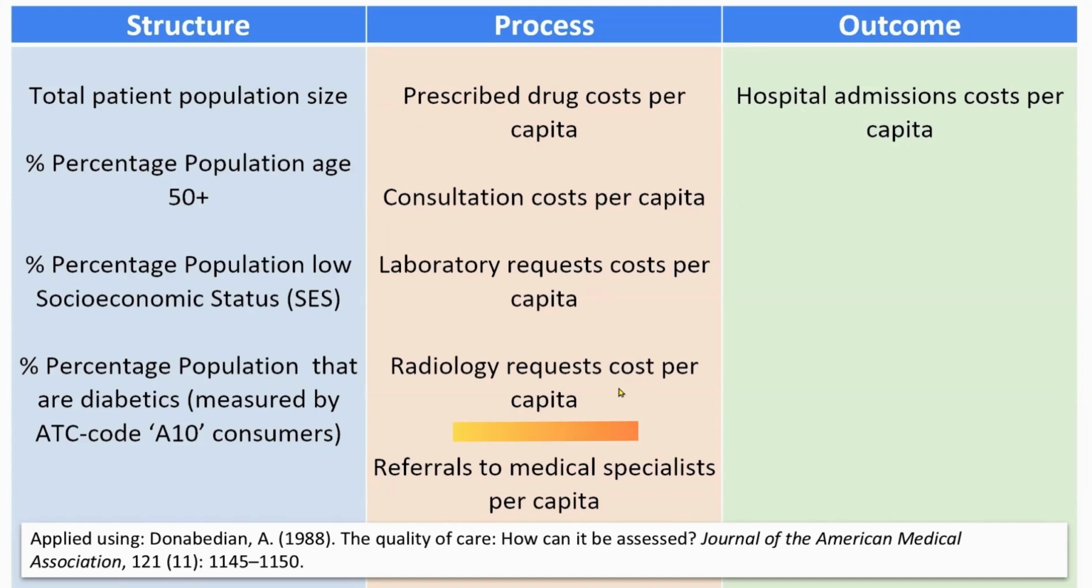Radiology request costs per capita. Imaging is another critical diagnostic tool that needs to be balanced against its cost. Referrals to medical specialists per capita. This variable contains the frequency of referring patients to specialists. High referral rates might indicate good management of complex cases or an over-reliance on specialists.